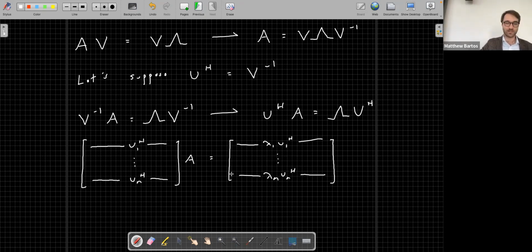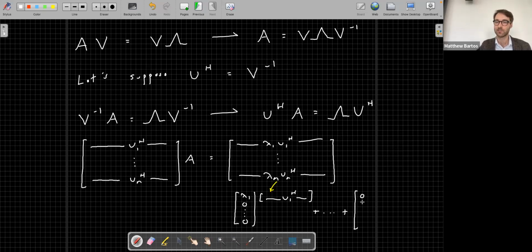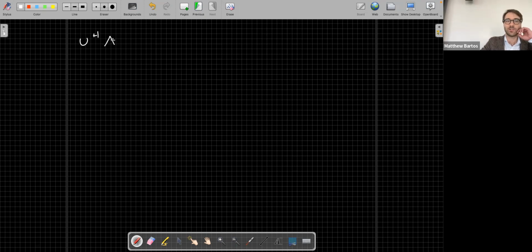And note that this here is kind of the opposite of the case before. We have that this can be written as another sum of outer products. So this here is lambda 1 as a column vector with zeros in all the other entries times U1 Hermitian, plus and so on all the way to the column vector with the final eigenvalue outer product with UN Hermitian. That's equivalent to this matrix here. So we can actually separate out this matrix as well. So now in this case, we have U Hermitian A is equal to lambda on the left-hand side times U Hermitian, using the definition of the matrix vector outer product. Therefore, A is equal to U Hermitian inverse times lambda times U Hermitian.